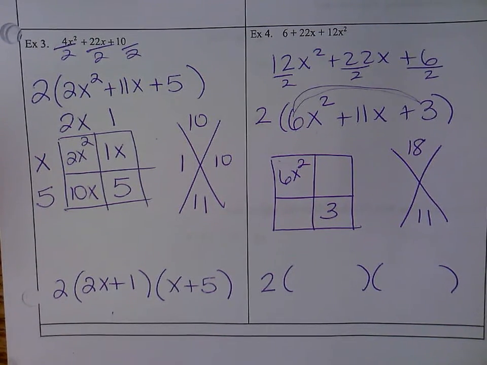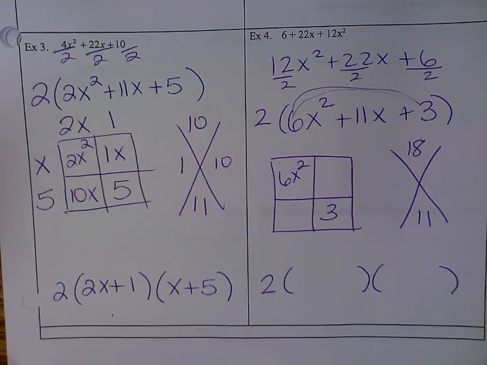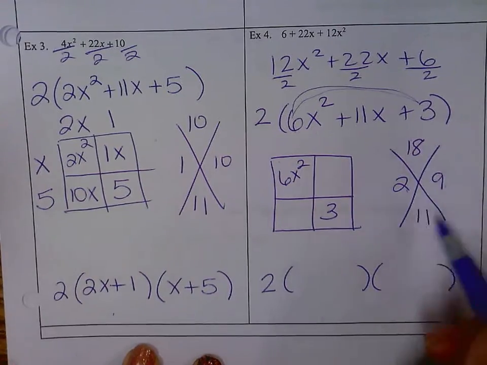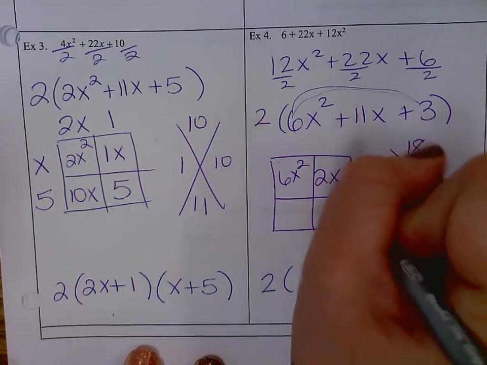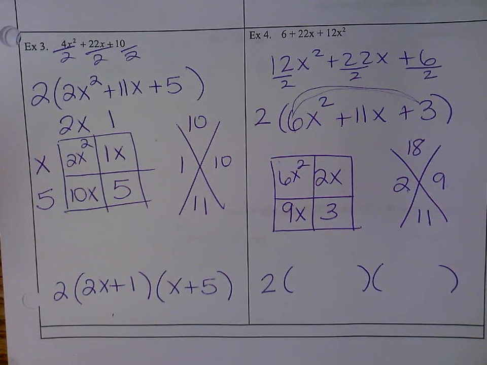So you should have used 2 and 9. 2 times 9 multiplies to 18 and adds to 11. So a 2x and a 9x. It is okay if you put your 2x in the opposite box. We'll get the same answer down here. So I have to think about the factors of 6. So when I look across this box, I don't see a 6 here, and I don't see a factor of 6 here.